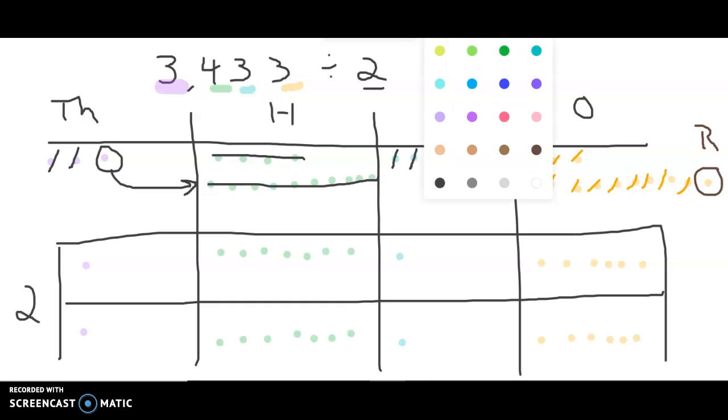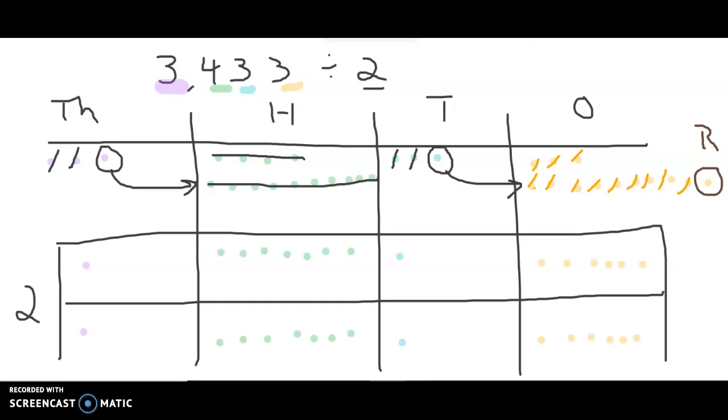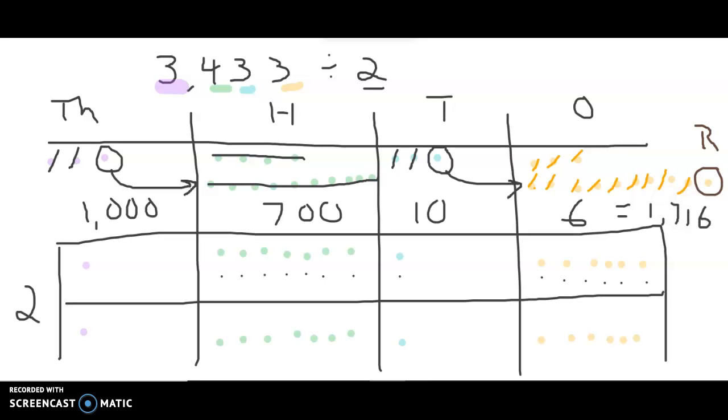So now let's go find my answer for what I could divide evenly. So I'm going to start in my thousands. I was able to put 1,000 in each of my 2 rows. I was able to put 1, 2, 3, 4, 5, 6, 7 hundreds in each row, 1 ten in each row, and 1, 2, 3, 4, 5, 6 ones in each row. So all together, my answer was 1,716 with a remainder of 1 because I had that 1 left over that I could not divide evenly, which equals my remainder.